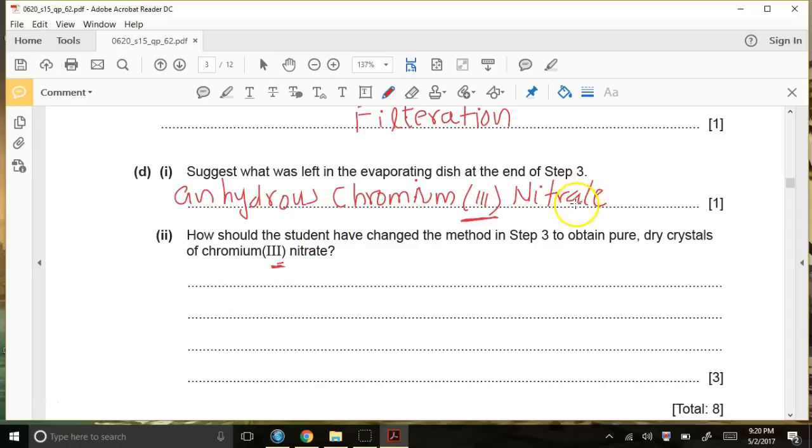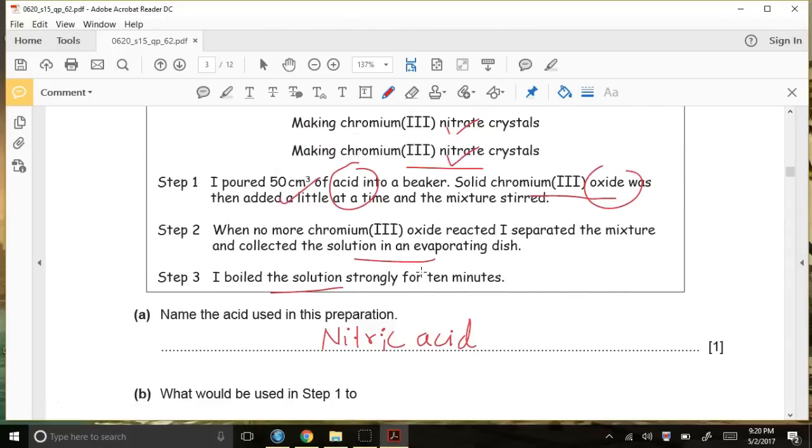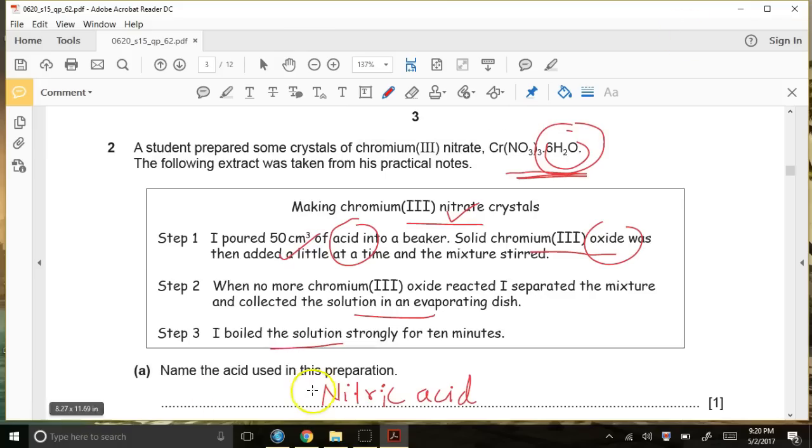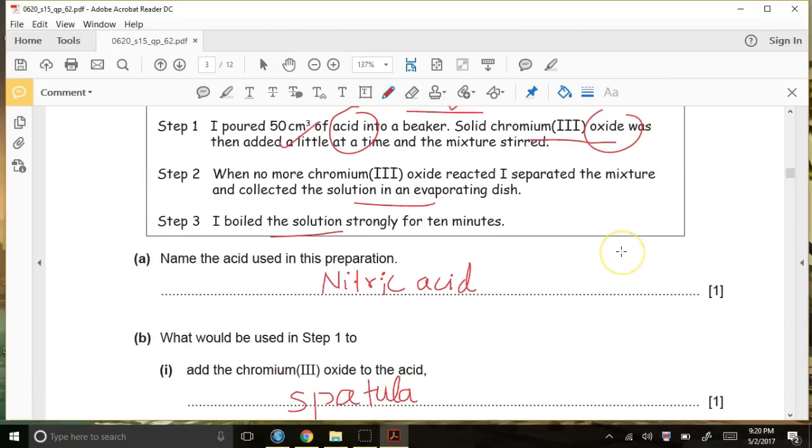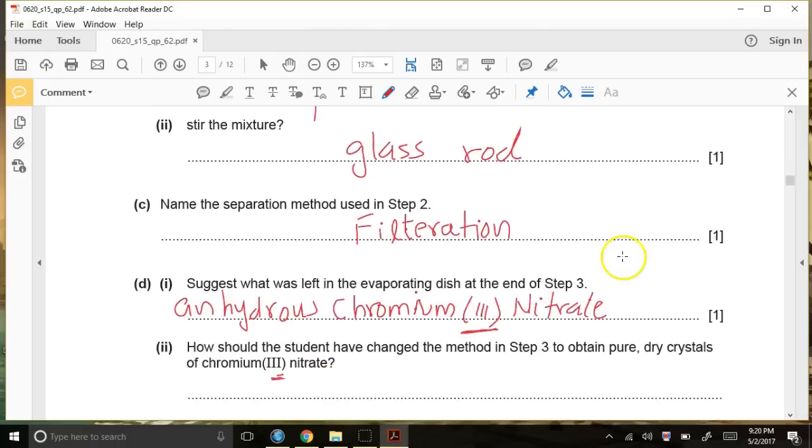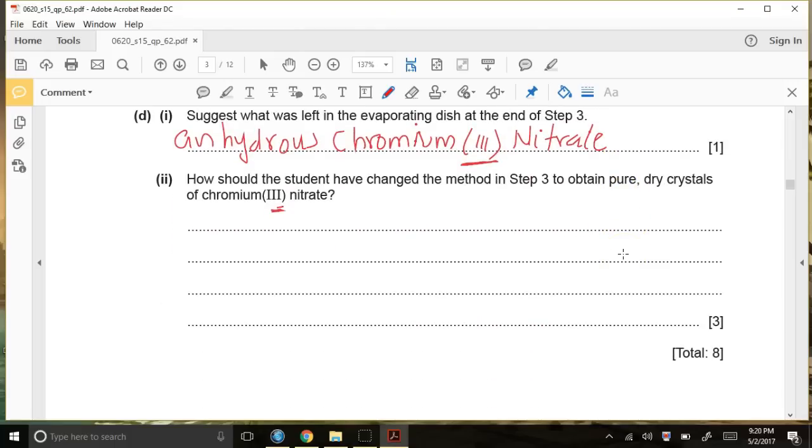Okay, how should the student have changed the method in step 3 to obtain a more pure crystal? Okay, well, pure and dry crystal, if the word crystal is used, it means the whole process becomes different. You have to carry out what is called as crystallization route. It means you heat the solution more gently till a point of crystallization, and then you just cool the solution down, and then you get those crystals out, which you need to filter, and you press them between the folds of filter paper.